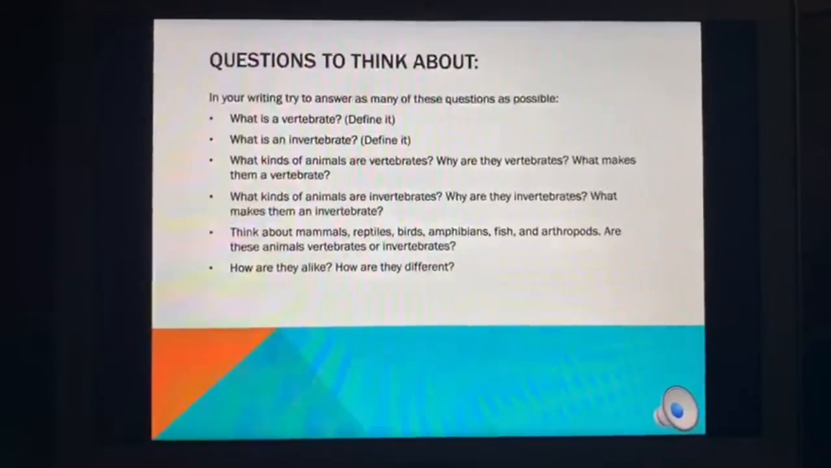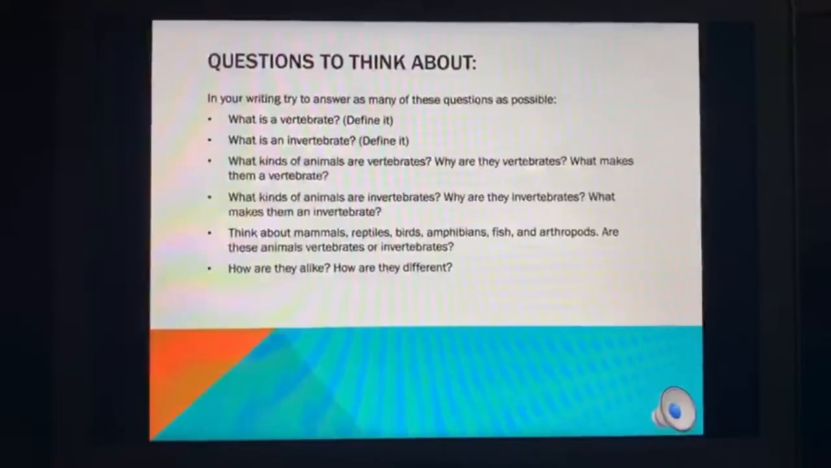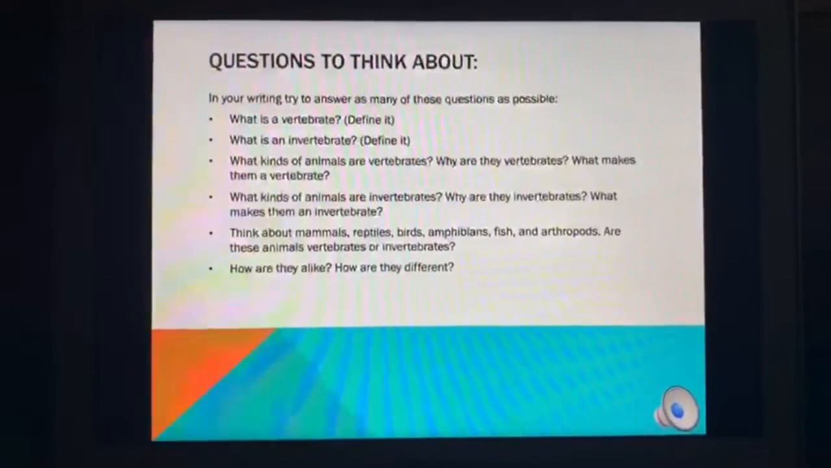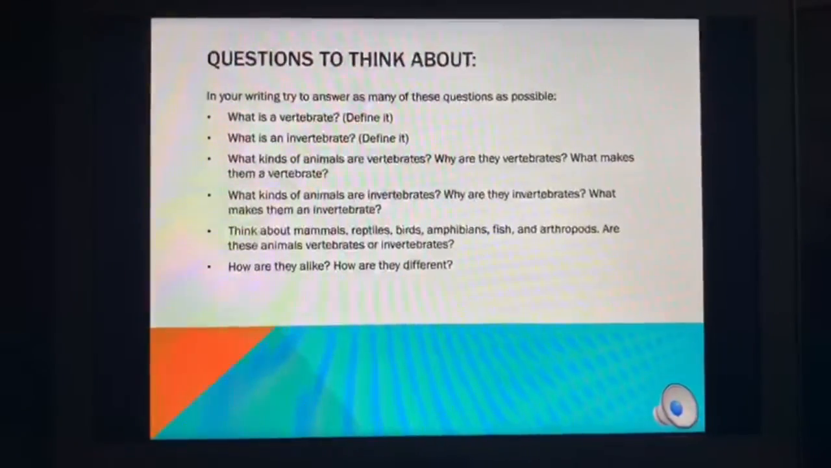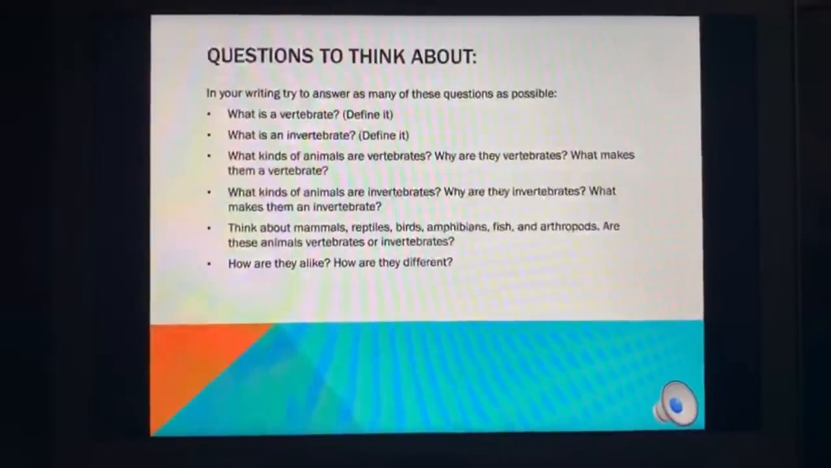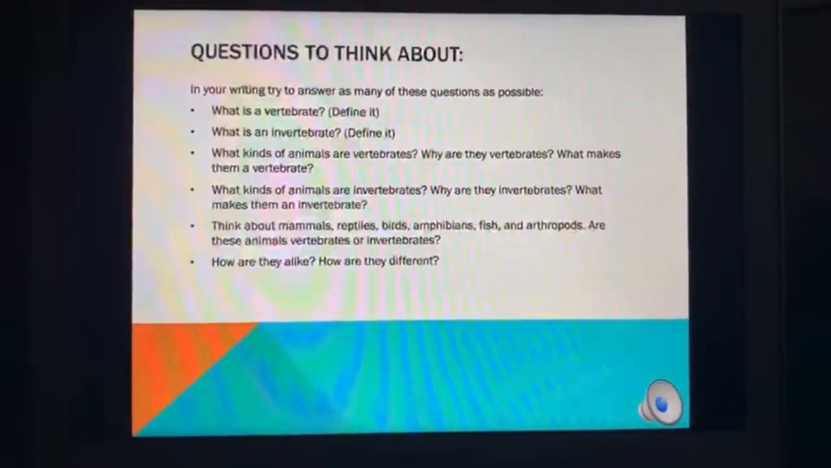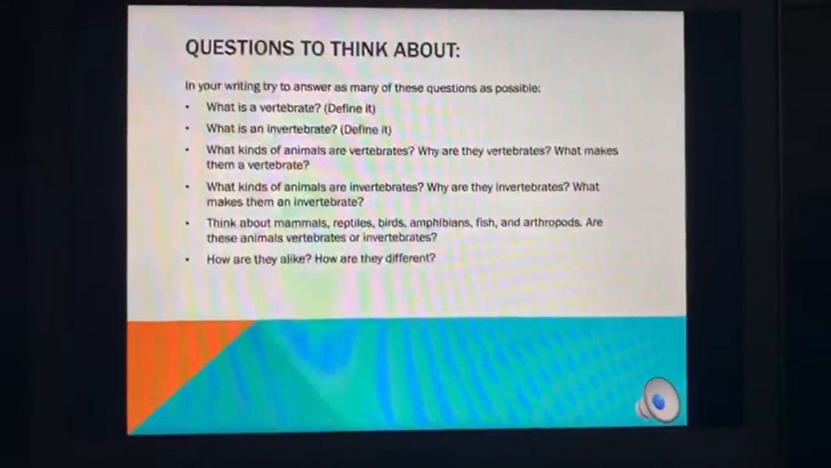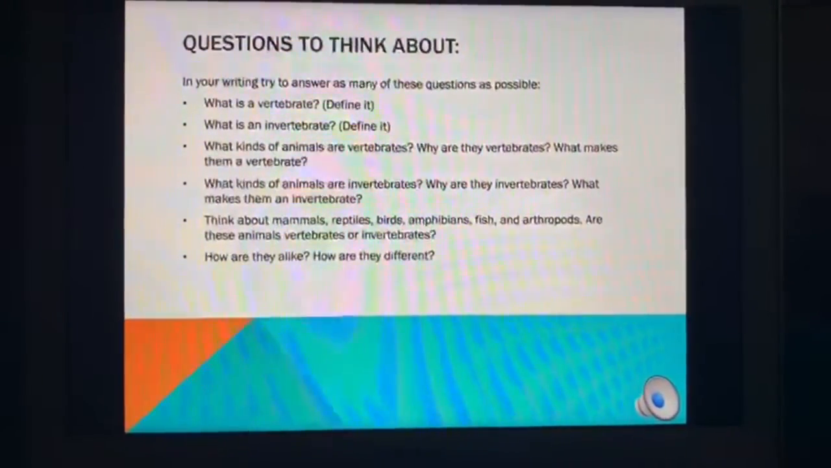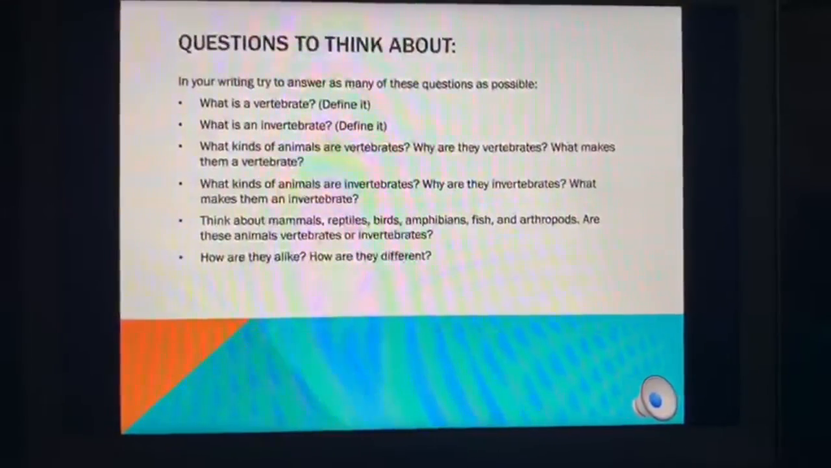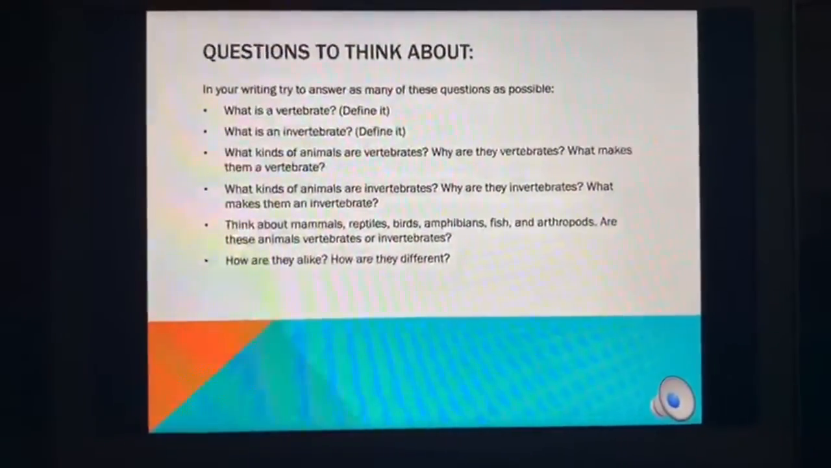Why are they vertebrates? What makes them a vertebrate? What kinds of animals are invertebrates? Why are they invertebrates? What makes them an invertebrate? Think about mammals, reptiles, birds, amphibians, fish, and arthropods, all that we learned in our lesson. Are these animals vertebrates or invertebrates? How are they alike and how are they different?